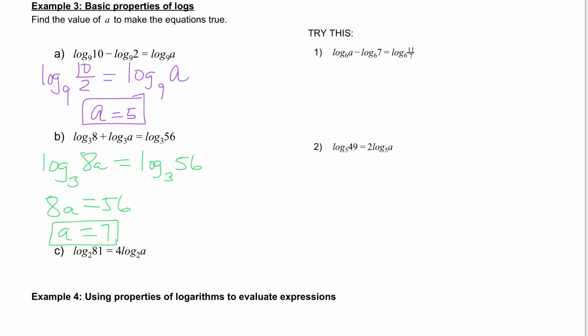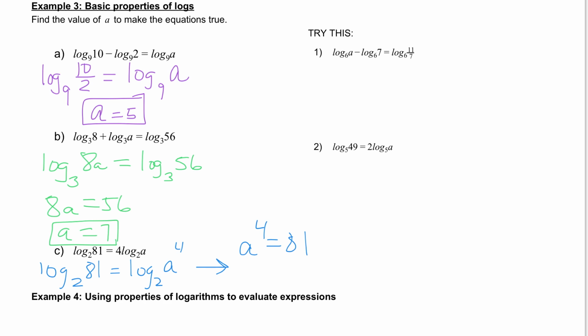And in letter C, we have the log base 2 of 81 equal to 4 log base 2 of A. So the property that we're using here is this exponent. We can say the log base 2 of 81 is equal to the log base 2 of A to the 4th. So basically what we need to figure out is that A to the 4th has to equal 81.